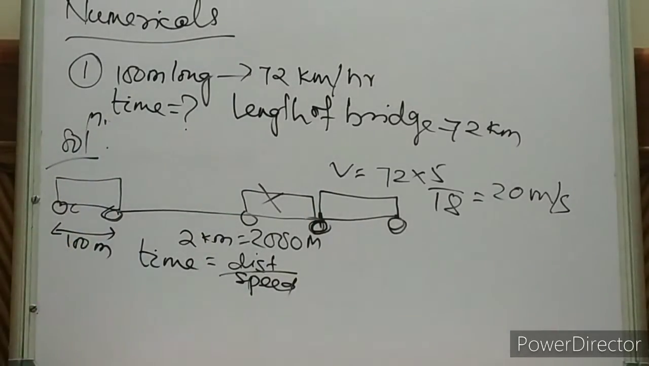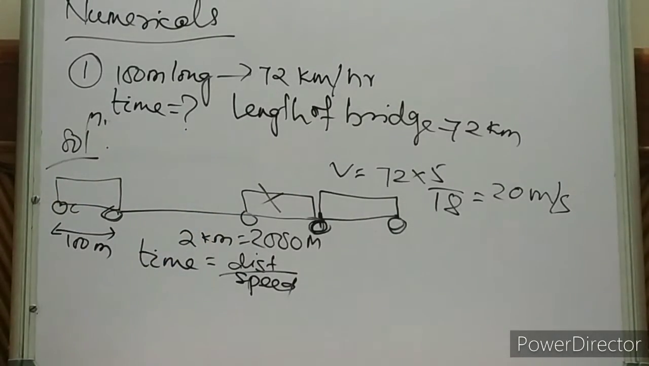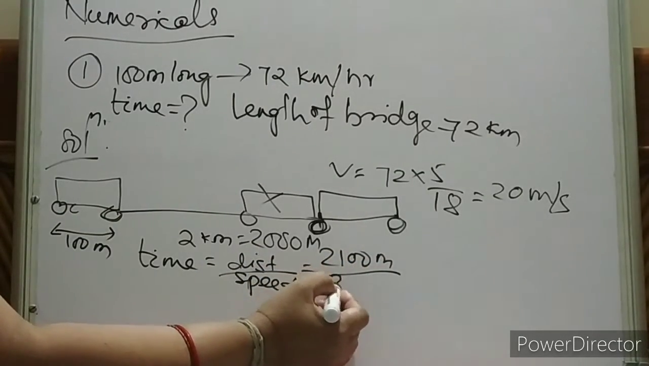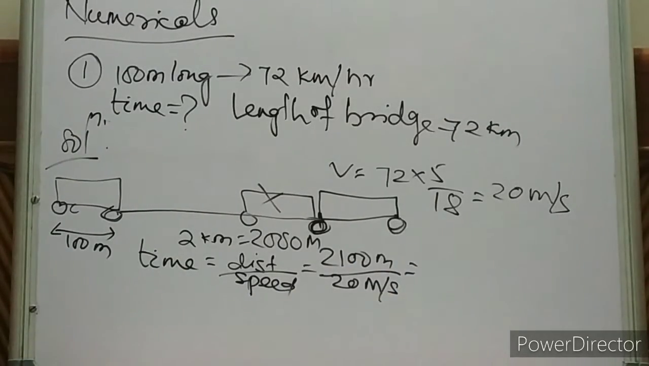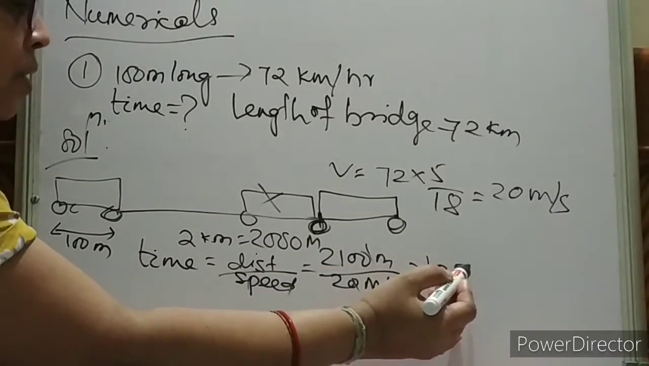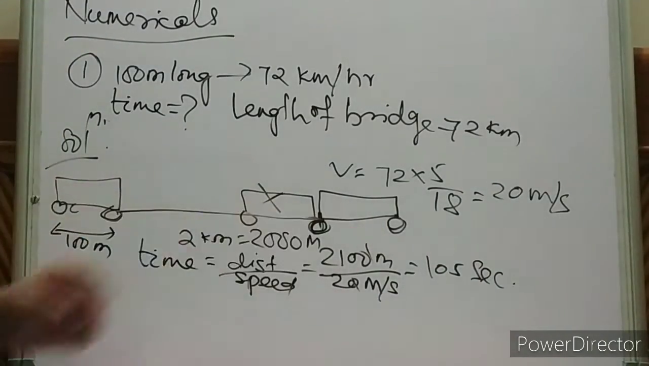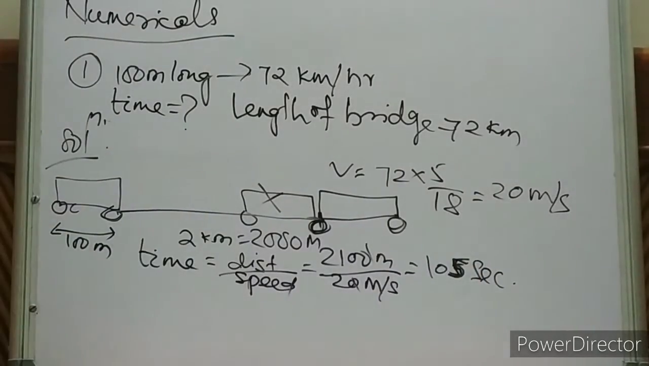Tell me what is the distance now? It is 2000 plus 100. That is, total distance will be 2100 meter divided by 20 meter per second. Is it clear children? You have to only be careful. Please read the questions carefully, then you can solve it. It is easy. So it comes around 105 second. Clear? This is 105 second. Clear children?